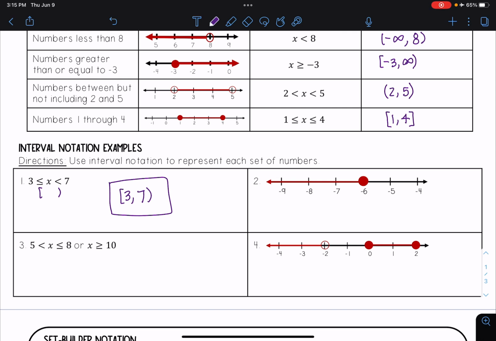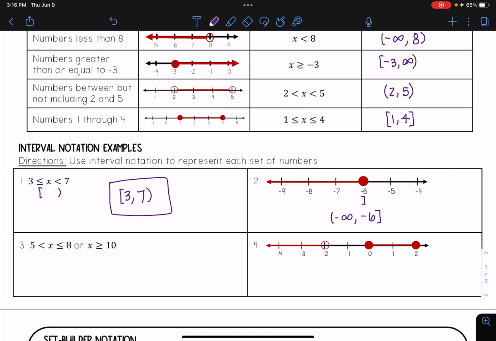3, 7, square bracket on the 3, parentheses on the 7. Next one, I see I have a number line. I have a closed circle here, so I know that's going to be a bracket. And I see my arrow is going forever in the negative direction, and so that means it's going to negative infinity. And it's ending at negative 6 with a closed bracket.